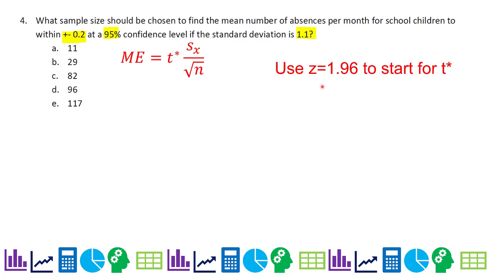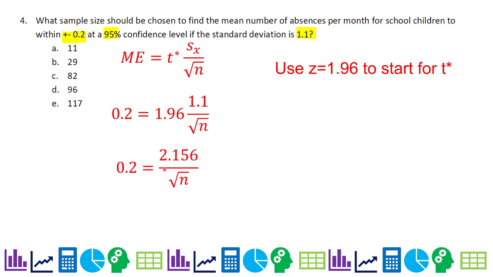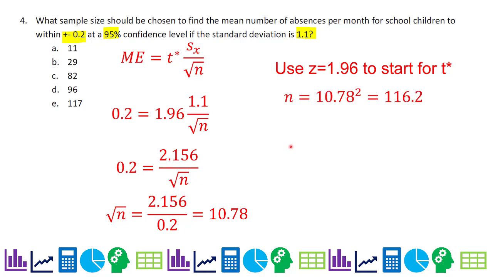And so we're going to use z equals 1.96 to start for t star. Why is that? Well, we don't have a sample size. That's the whole point of the problem. So we're going to just assume that it's 1.96 using the normal distribution. We go ahead and we substitute in. So there's my margin of error, 0.2, 1.96, 1.1. Then I multiply that out. I can cross multiply, solve for n, and I get 10.78 is the square root of n, but I need to square that. So I get 116.2.